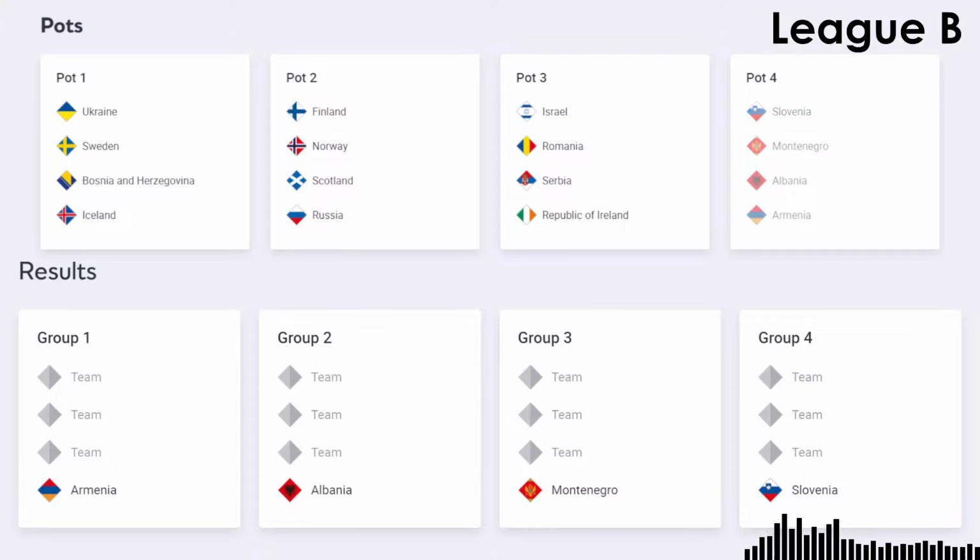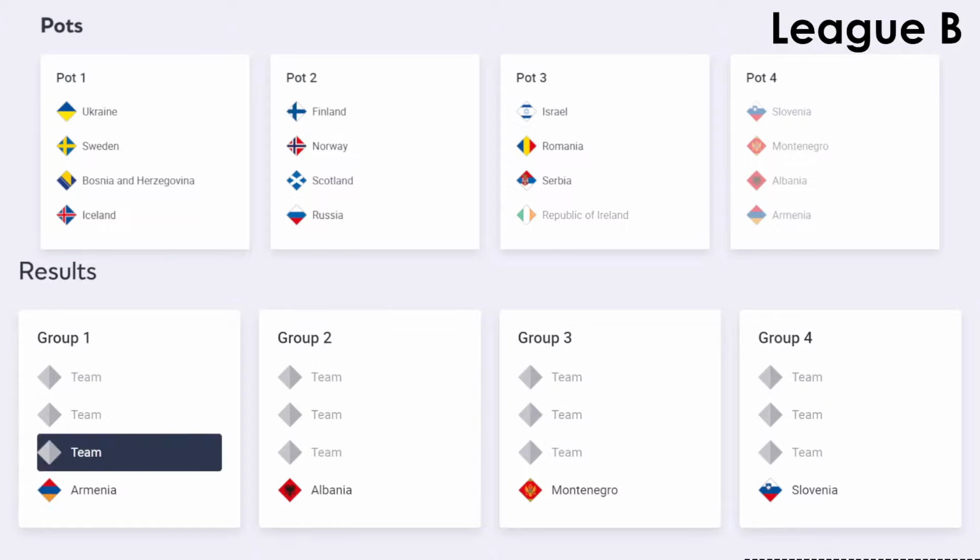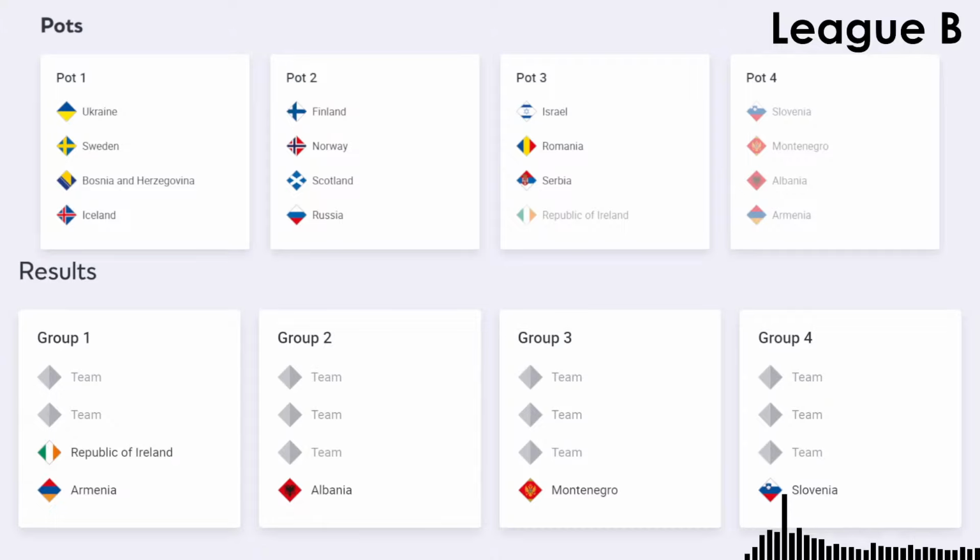And moving on to Group 1 again. Now the draw is ongoing from Pot 3: Israel, Romania, Serbia and Republic of Ireland. Armenia and Republic of Ireland are on Group 1. Israel joined Group 2 with Albania.